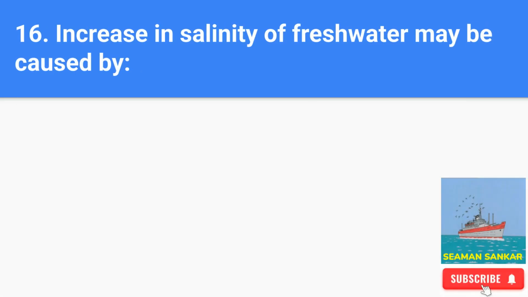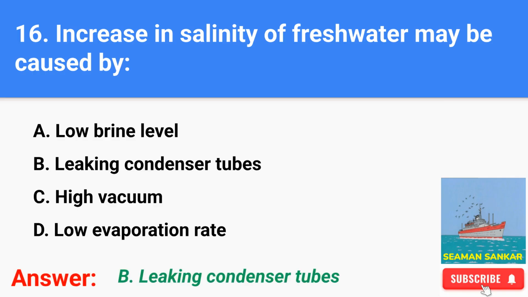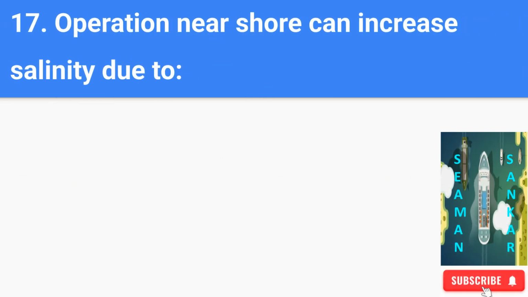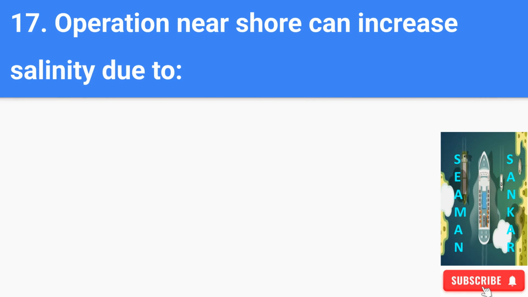Now for question 16. An increase in the salinity of freshwater may be caused by A. Low brine level, B. Leaking condenser tubes, C. High vacuum, or D. Low evaporation rate. The correct answer is B. Leaking condenser tubes. If the condenser tubes leak, seawater, which is the cooling medium, can mix with the distilled water, increasing salinity.